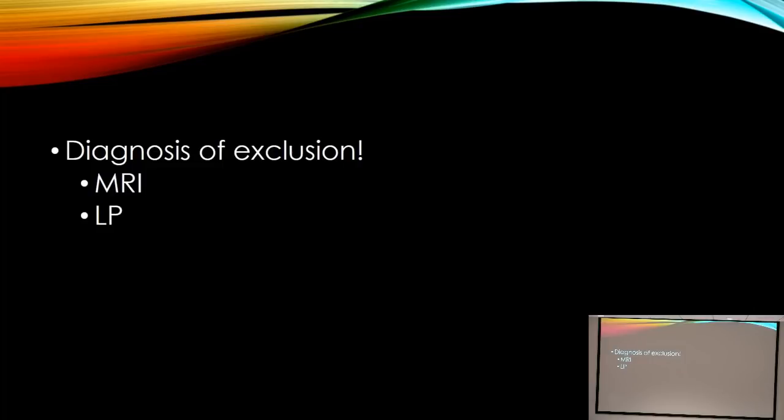And so these patients always need an MRI scan. I should add here with contrast, because that adds to your sensitivity of picking up things that could happen in the brain. So that would always be indicated. And if we don't have an obvious cause from the MRI scan, then we're going to do a lumbar puncture.